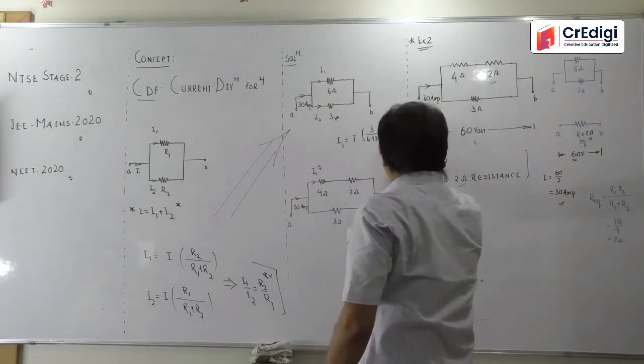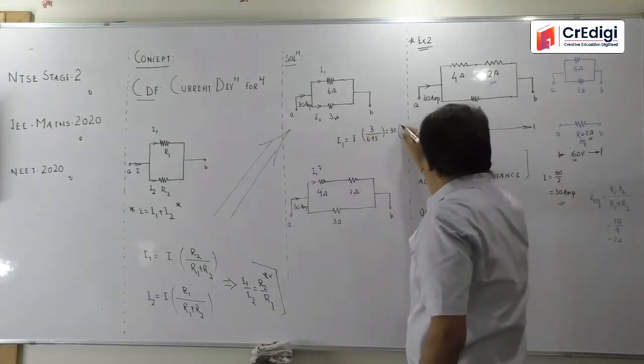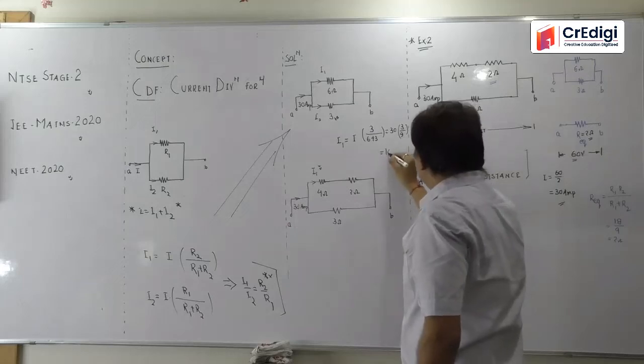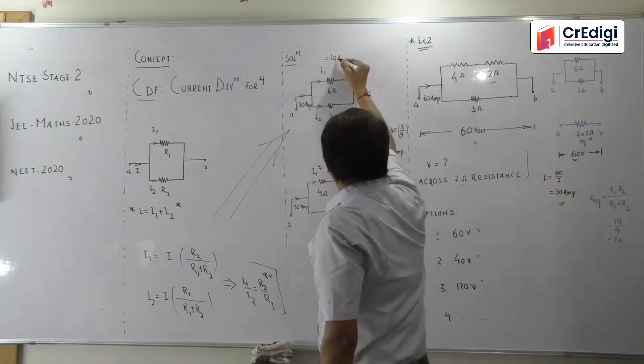What is I here? 30 multiplied by 3 upon 9. So 3 upon 9 is 1 by 3 and you get 10 amperes. So here the current passing is 10 amperes. Your work is over.